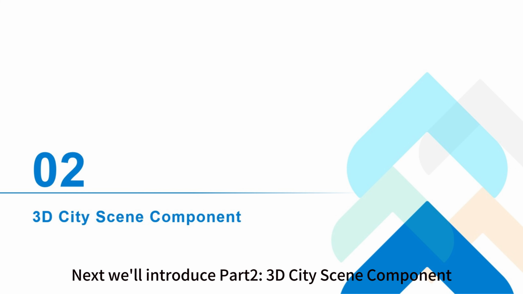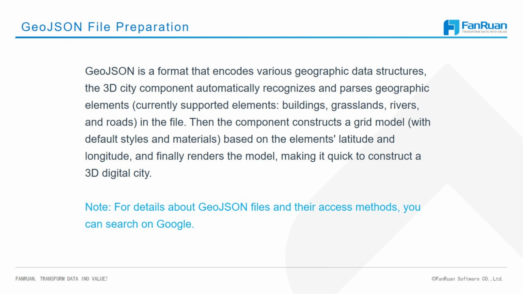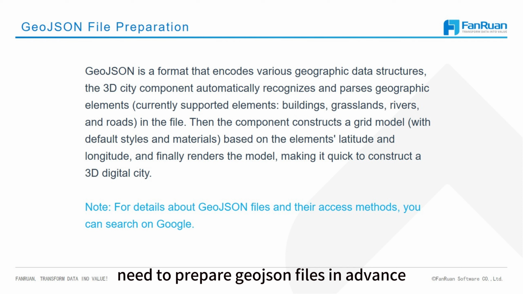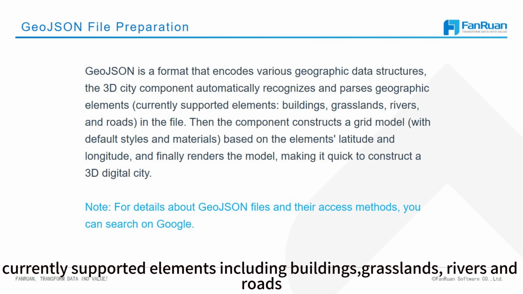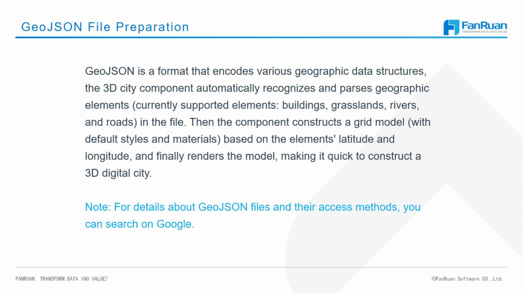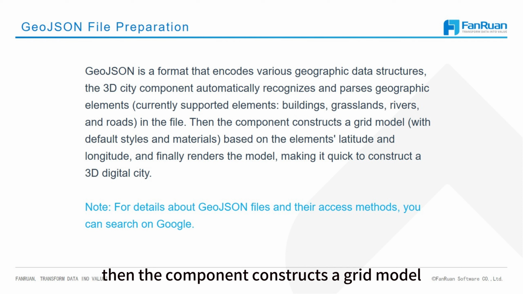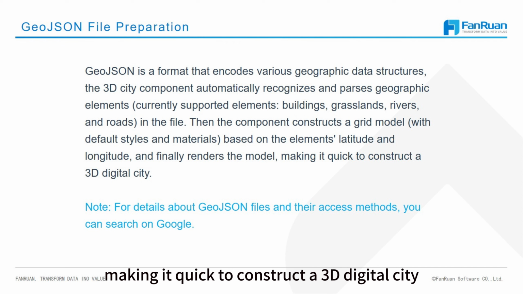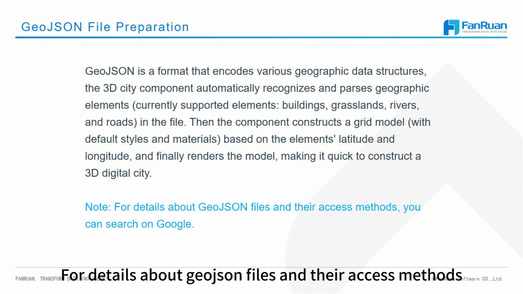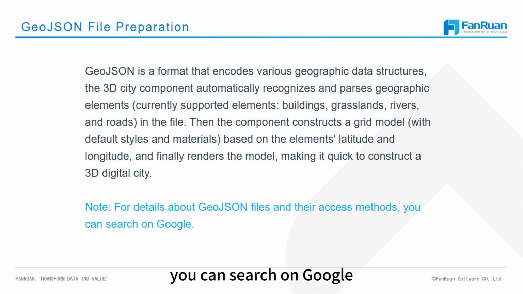Next, we'll introduce Part 2, 3D City Scene component. 3D City Scene component need to prepare GeoJSON files in advance. GeoJSON is a format that encodes various geographic data structures. The 3D City component automatically recognizes and parses geographic elements, currently supported elements including buildings, grasslands, rivers, and roads. Then the component constructs a grid model with default styles and materials based on the element's latitude and longitude, and finally renders the model, making it quick to construct a 3D digital city. For details about GeoJSON files and their access methods, you can search on Google.